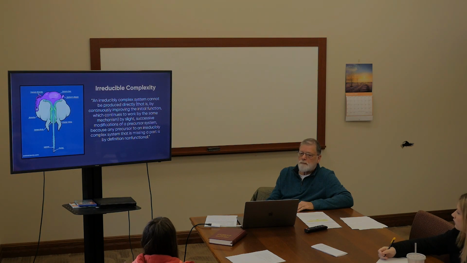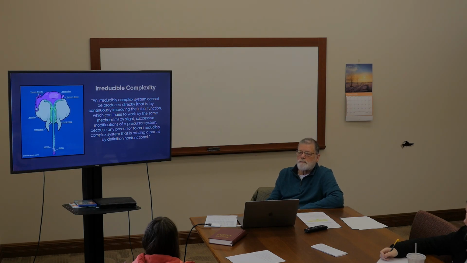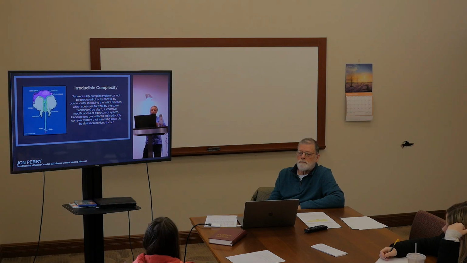He goes on to say that an irreducibly complex system cannot be produced directly, that is, by continuously improving the initial function, which continues to work by the same mechanism, by slight successive modifications of a precursor system. And evolution works by slightly modifying things, right? And he says the reason he came to this is because any precursor to an irreducibly complex system that is missing a part is by definition non-functional. Another way to say this, using vocabulary more common to evolutionary biologists, would be that you cannot create an irreducibly complex structure through a single adaptive walk.